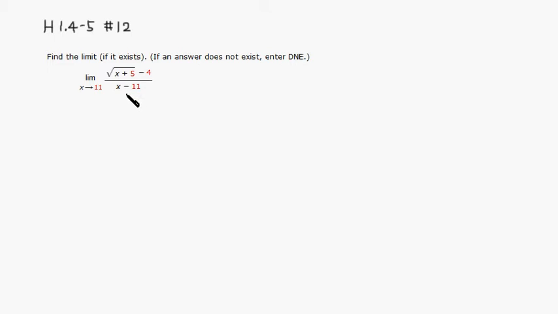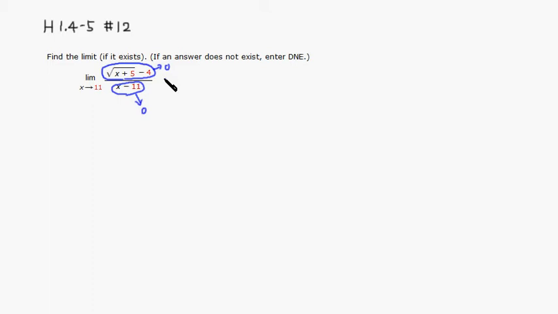So we plug in 11 here, 11 minus 11. So the denominator goes to 0, right? Then plug in 11 for x in the numerator. You can see that 11 plus 5 is 16, with a square root, so it's 4 minus 4. So the numerator also goes to 0, right? Now we're going to have to do something.